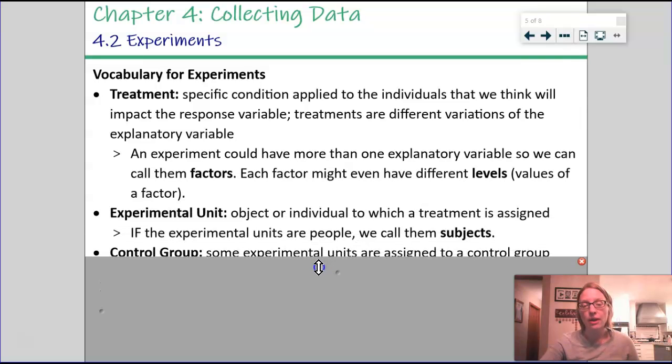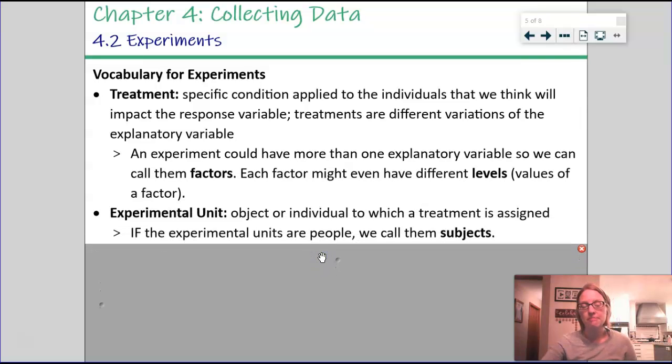The next vocabulary word is experimental units. This is our name for the objects or the individuals to which we are applying our treatments. When the experimental units are people, we often call them subjects.